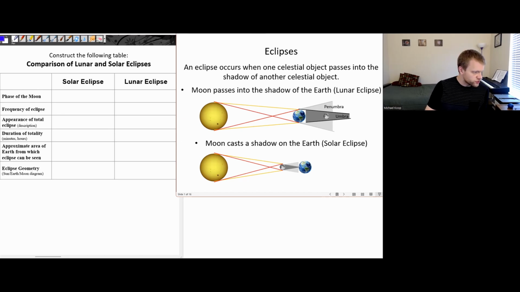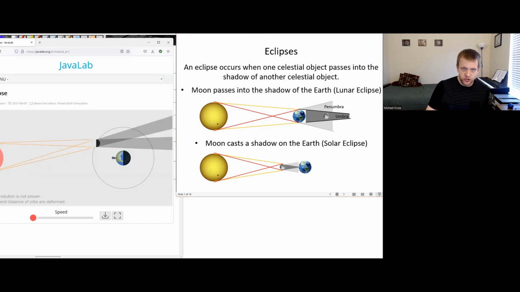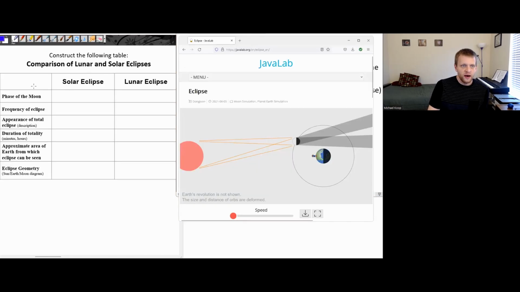So let's start with a little simulation of these two general kinds of eclipses. As we're going through this, I've got this comparison of solar and lunar eclipses. I recommend building up the different parts of this as a quick fact sheet about solar and lunar eclipses. So feel free to follow along with that to use as a study tool.